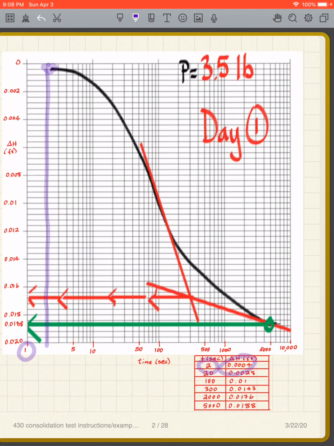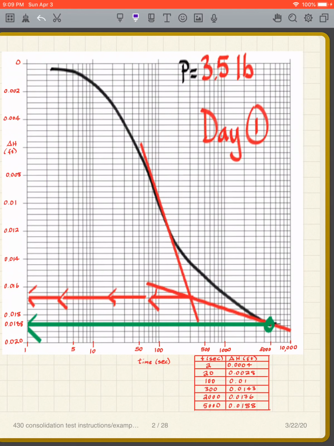Okay. If we pick another point here, say 100, 0.01. So 100 is here, and then this is 0.01. We're right there. So the black line on this plot represents the raw data. So this raw data is plotted, and it creates this black line.